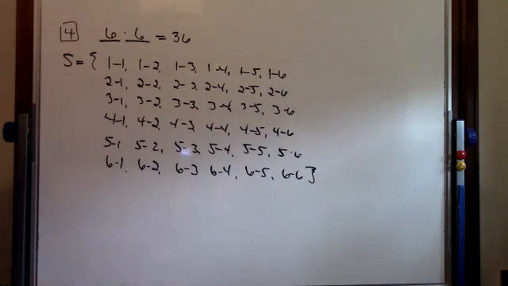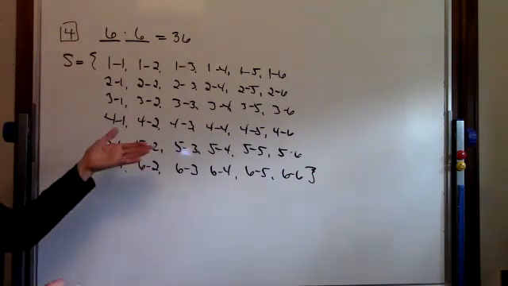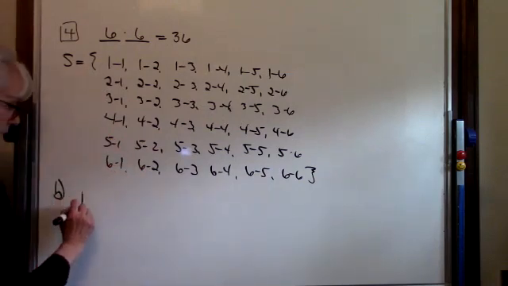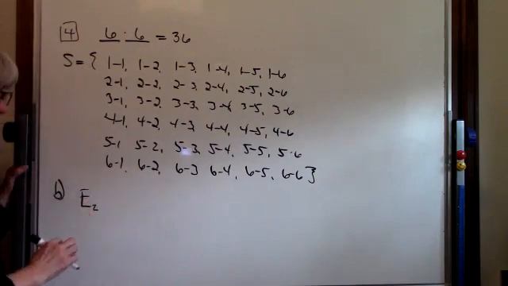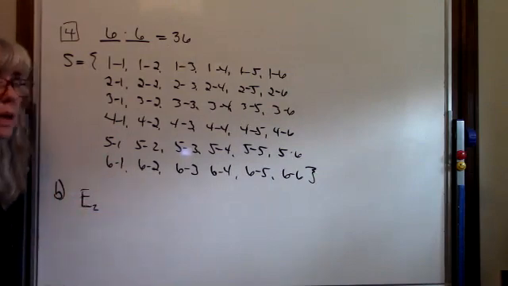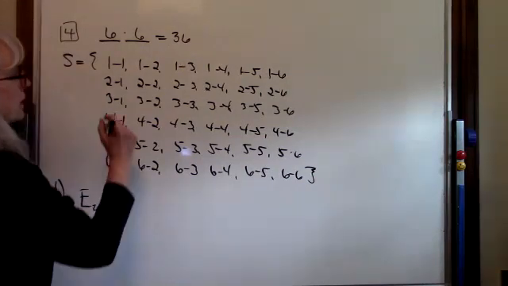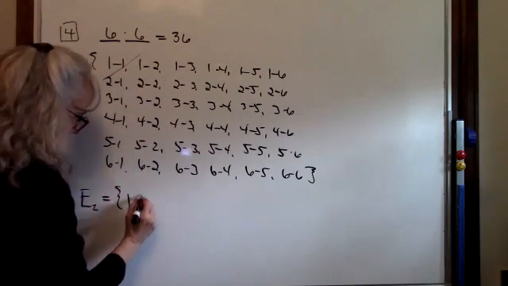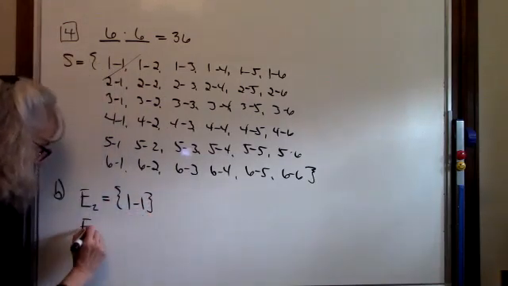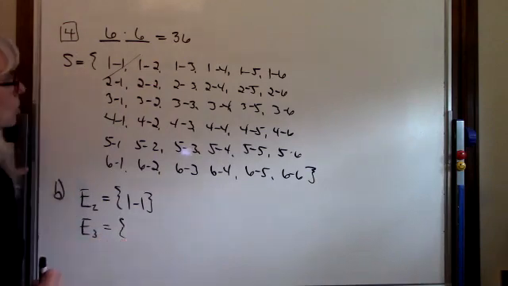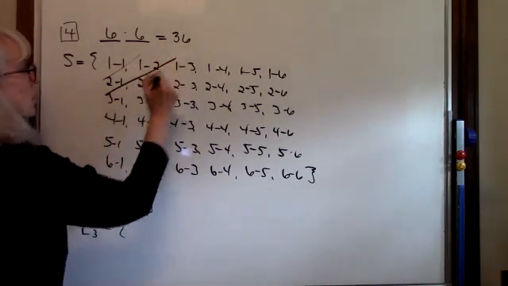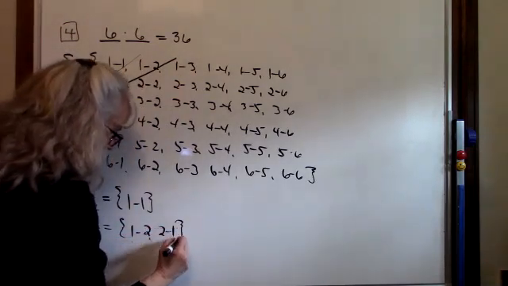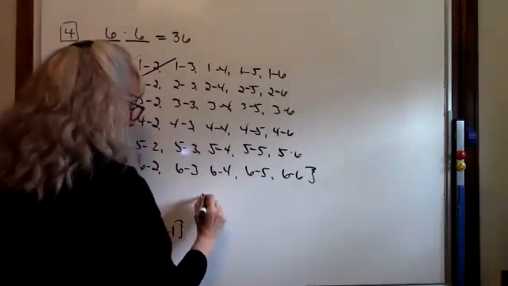Whew. Okay, now part B actually pulls out some interesting traits in this chart. Part B says we want to let the event E sub 2 be the event that we get a sum of 2. Well, when I look at this, the only way to get a sum of 2 is this guy right here, the 1, 1. So E2 would simply be 1 dash 1. E sub 3 would be the sum of 3. When I go look for the sum of 3, I'm going to notice that they're on this diagonal right here. So that would be the 1, 2 and the 2, 1. There's only 2 ways that occur.